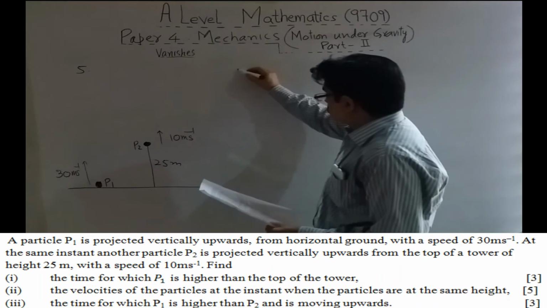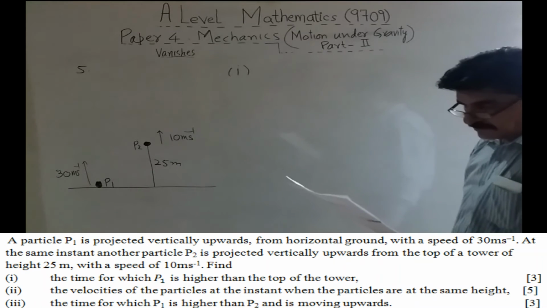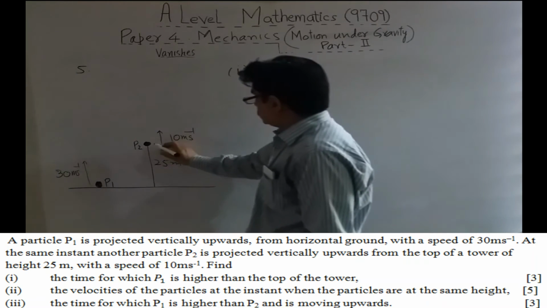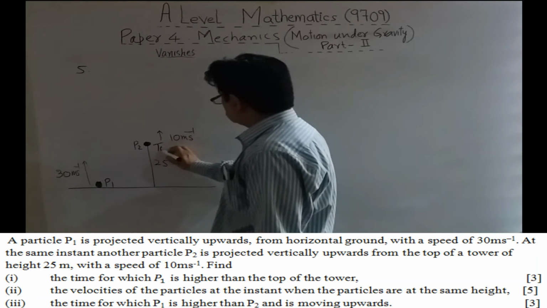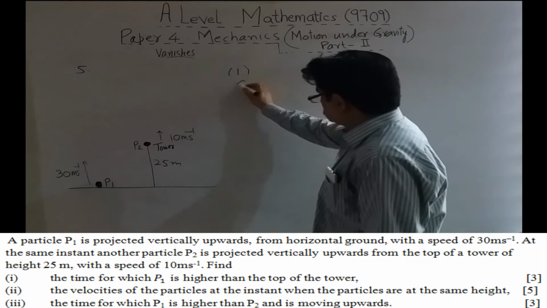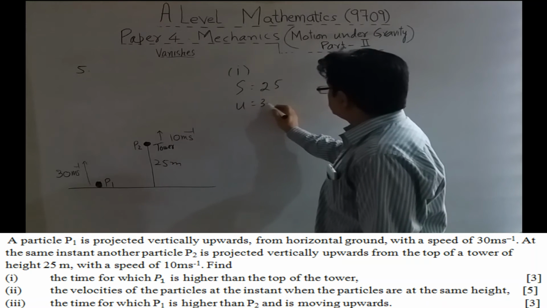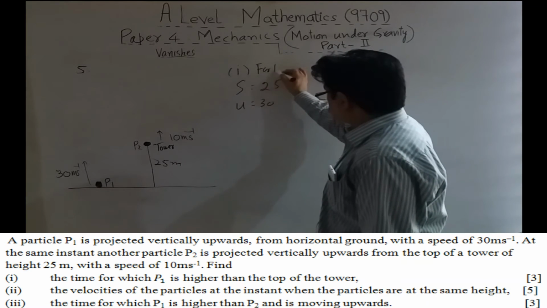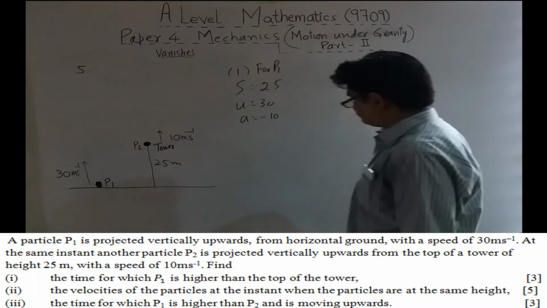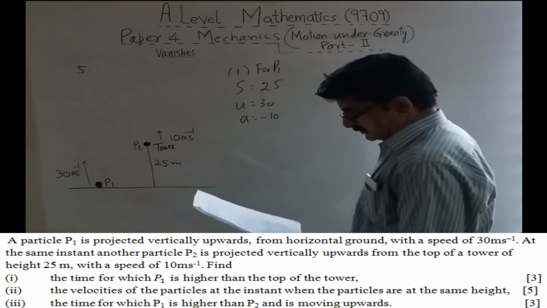The first part is the time for P1 when it is higher than the top of the tower. So here we have, this is the tower, so this distance is 25. Taking s is equal to 25, u is 31. This is for P1. Of course, for upward motion the acceleration is minus 10. And from here we find the time.